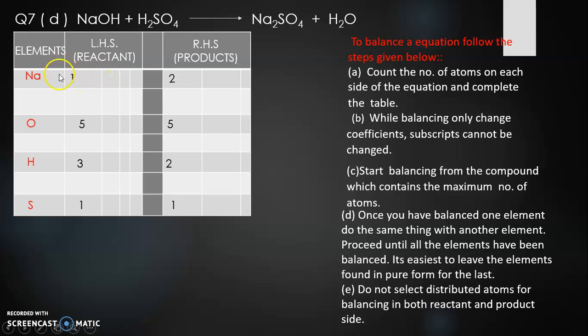We begin with the simplest one. 1 2s are 2. So what do we do? We place 2 in front of NaOH and write the equation, and then we start counting the atoms again. So 2Na, 2 plus 4, 6 oxygen, 2 plus 2, 4 hydrogen, and 1 sulfur.